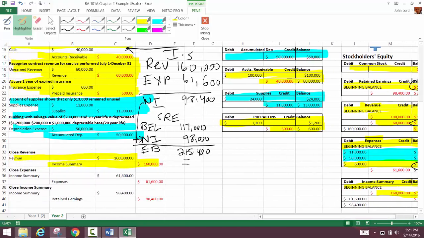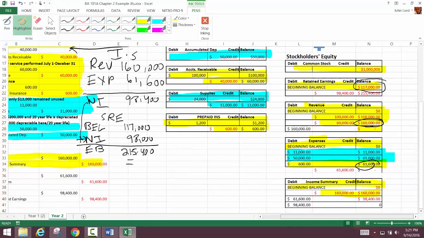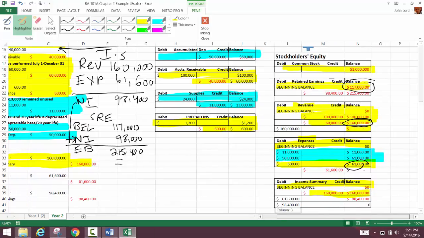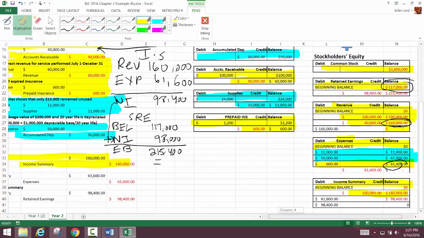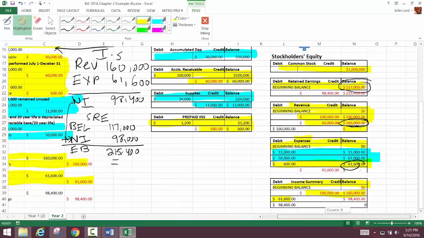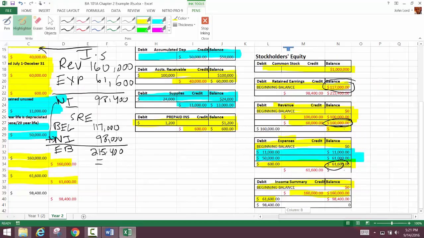We go ahead now and we close our expenses. Since there's a 61,600 debit balance in there, we want to close that, so we credit our expenses, right? Credit our expenses for 61,600. We have to now debit income summary. We come over to income summary, and it has a balance in there of 98,400.